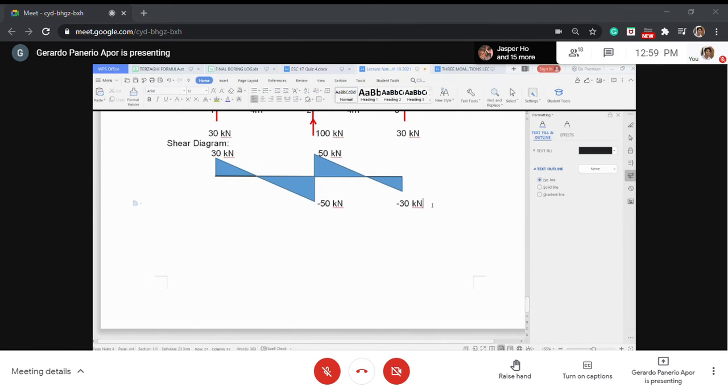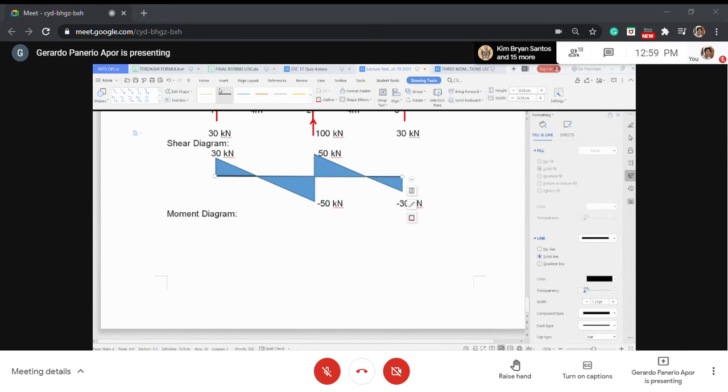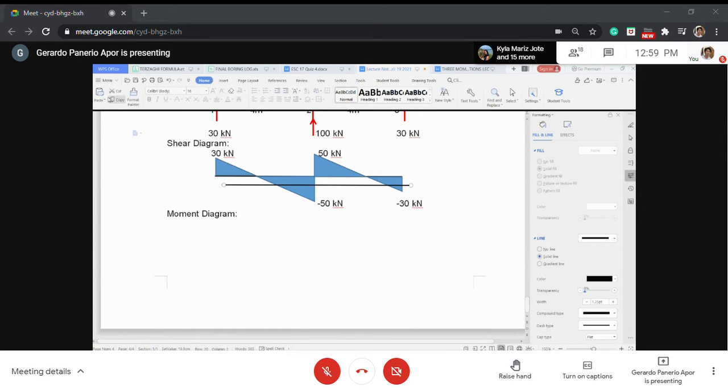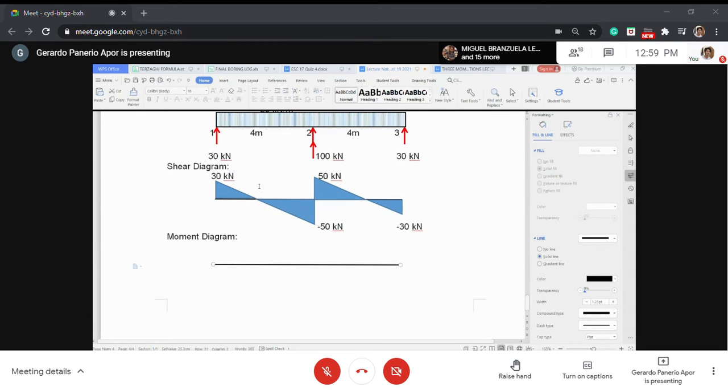Okay, so we have the moment diagram. You have to copy that, copy and paste. We have zero shear here. The distance between these zero shear points can be determined by dividing this number by the load.